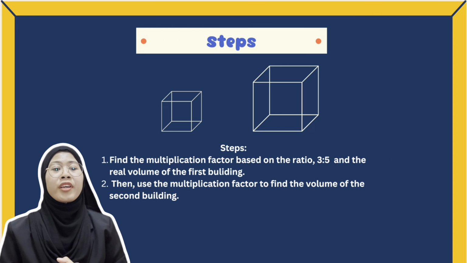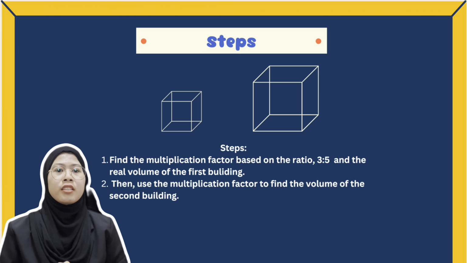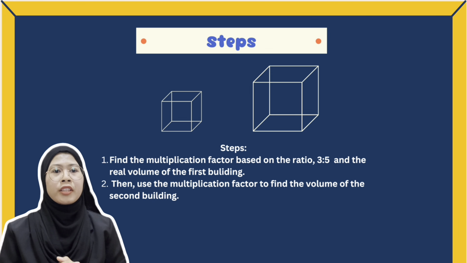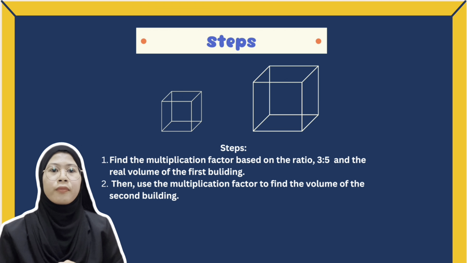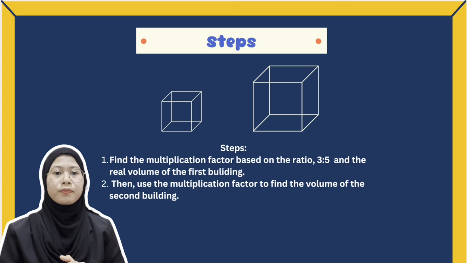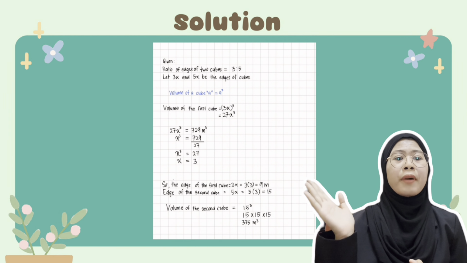The first thing when we get the question, we have to make a step. In this question, the first step is we have to find the multiplication factor based on the ratio, which is 3/5, and the real volume of the first building. So, based on this step, we have to find the multiplication factor. Then, we have to use the multiplication factor to find the volume of the second building. So, we can look at the slide in my background.